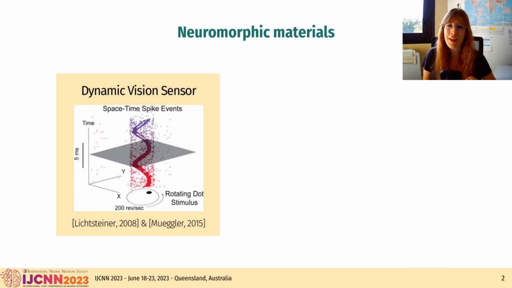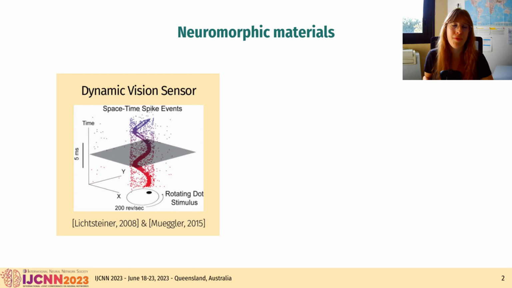First of all, I'm going to tell you a bit more about the different neuromorphic materials that we use during this work. The first one is the event-based camera, also called dynamic vision sensor. This camera is bio-inspired and only produces events, on-off activations at each pixel, if and only if there is a change of luminosity at this pixel.